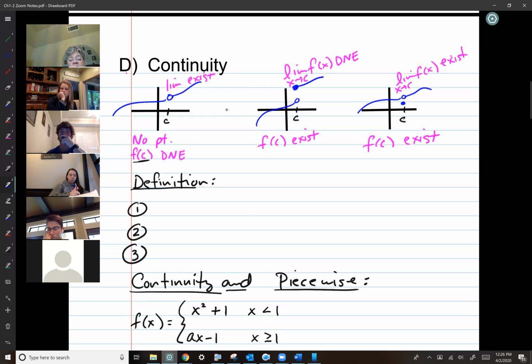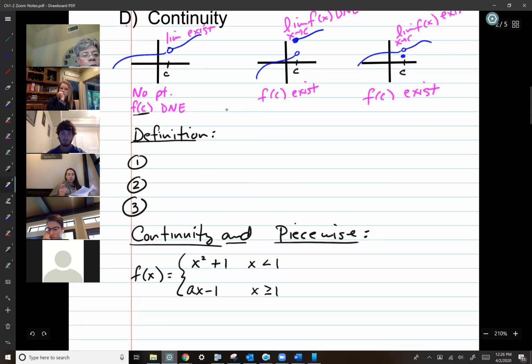So I had several different options. One time there was no limit, but there was a point. One time there was no point, but there was a limit. And one time there was both, but still not continuous. I show you that because here are the three conditions for the definition. First of all, we have to know that f of c exists, which means that the point exists.